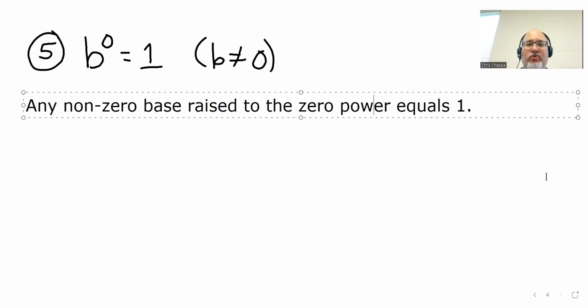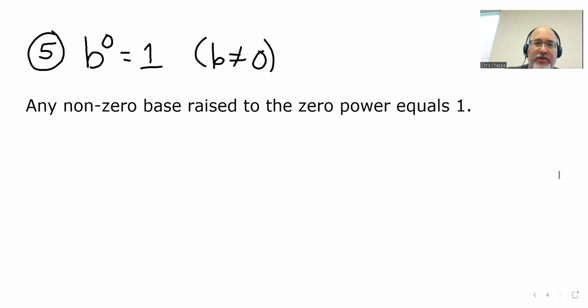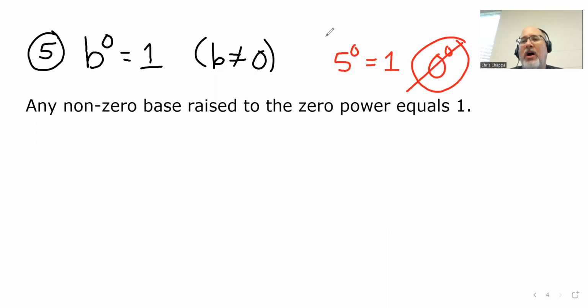Any non-zero base raised to the 0 power is equal to 1. So for example, whether it's a number or a letter is irrelevant. If I said something like 5 to the 0 power, that would just be equal to 1. The only exception is 0 to the 0 power. We will not run across that. It is a calculus issue though, so we won't worry about it right now.